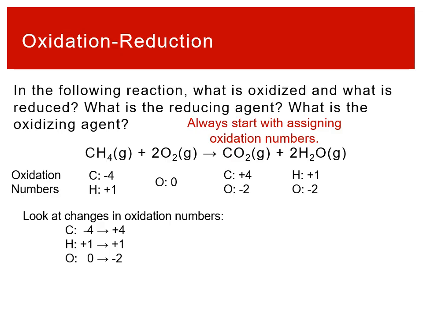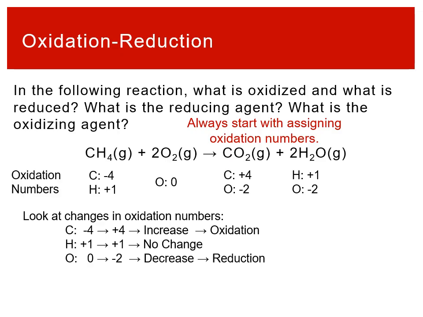If we look, carbon is -4 to +4. That's an increase. Hydrogen goes +1 to +1. That's no change. And oxygen goes 0 to -2. That's a decrease. So we can see that an increase in oxidation number for carbon means it oxidized. A decrease in the oxidation number of oxygen means that it was reduced. So that means the carbon atoms were oxidized and the oxygen atoms were reduced. Okay, so carbon's oxidized, oxygen is reduced. You'll see we assign that language to a particular atom type.